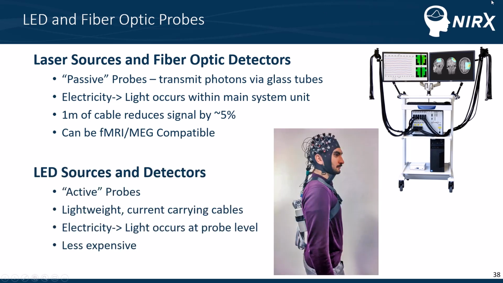Okay, talking here about LED sources and detectors. In contrast to fiber optic detectors, these are active probes. They're considered active because they have electricity running through them. The conversion from electricity to light occurs at the probe level instead of at the amplifier.